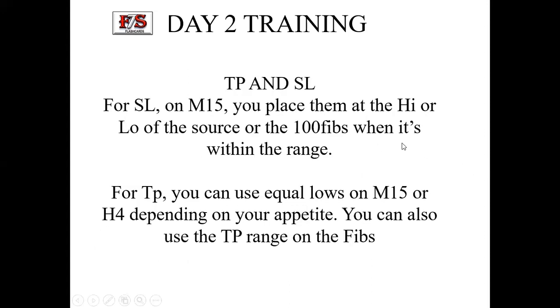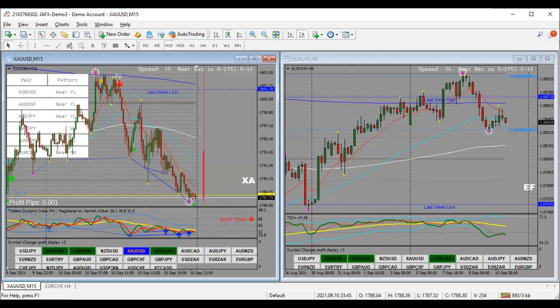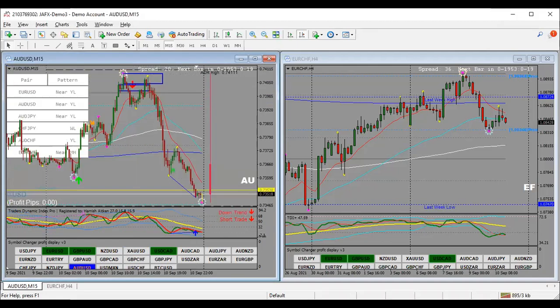Now, I've talked about this, the take profit and stop loss, right? Like I said, for the outside the range, you use the high of the breaker source. You use the high of the breaker as the stop loss, right? What the take profit is, the next low, right? Let me go to AUD/USD. For a stop loss, I will use here.